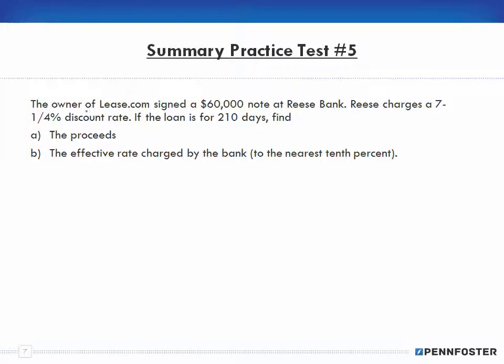Number 5 says the owner of lease.com signed a $60,000 note at Reese Bank. Reese charges a 7.25% discount rate. If the loan is for 210 days, find the proceeds and then find the effective rate charged by the bank, rounded to the nearest tenth. Remember, interest is equal to face value times rate times time. Maturity value is equal to face value plus interest.